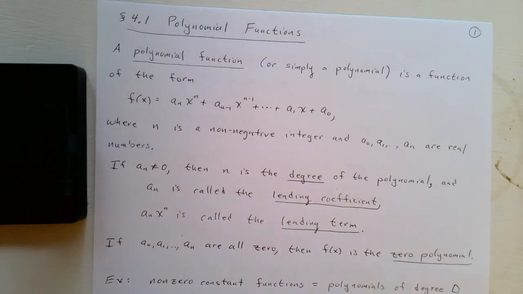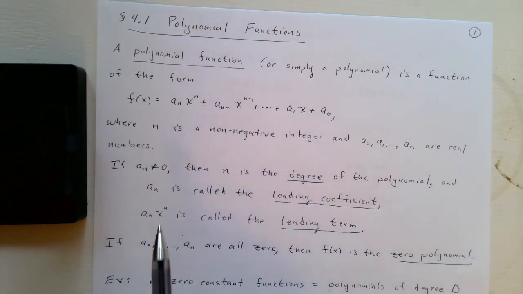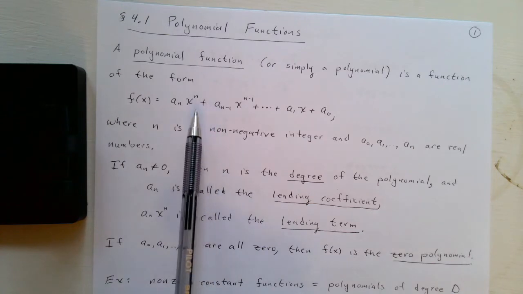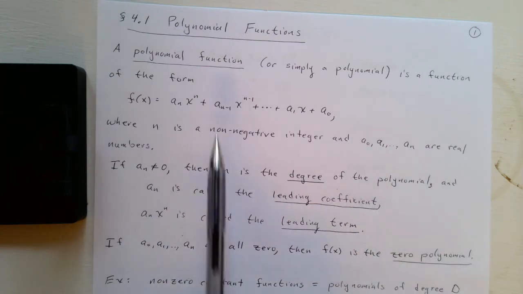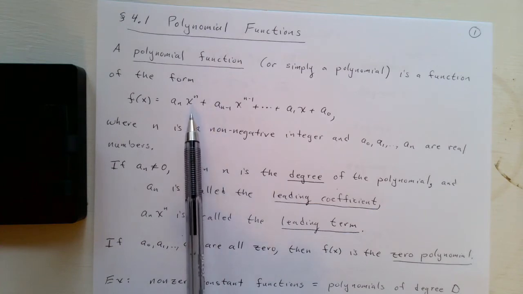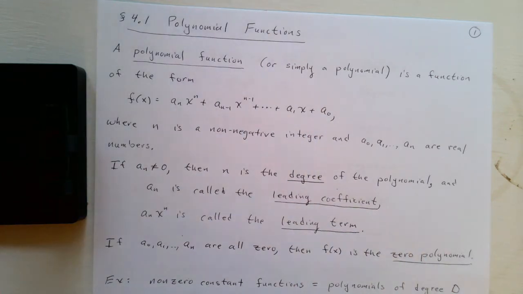So a polynomial function, or simply a polynomial, is a function of this form where we have a constant times a power of x plus another constant times another power of x and so on, where the only restriction is that this n has to be a non-negative integer. So it can't be a fraction, it can't be negative, and then all these a's are going to be real numbers or real constants. Okay, so the thing to remember is that all the powers of x have to be non-negative integers as well.